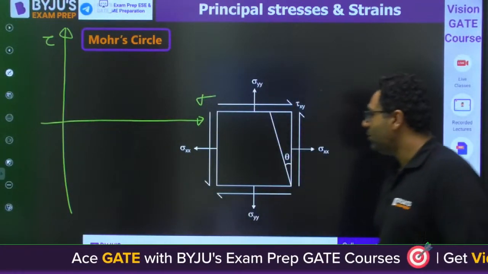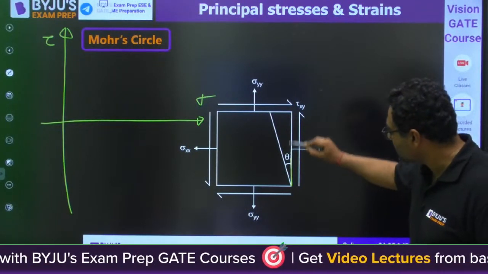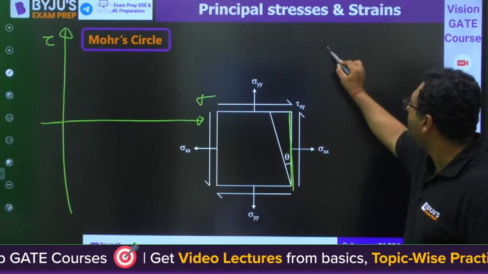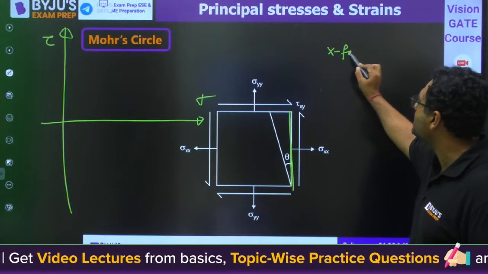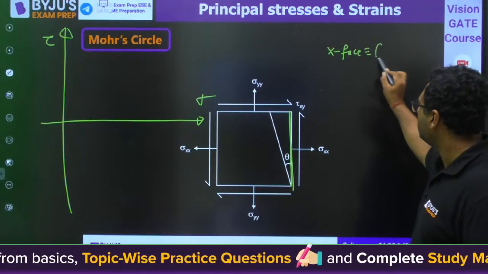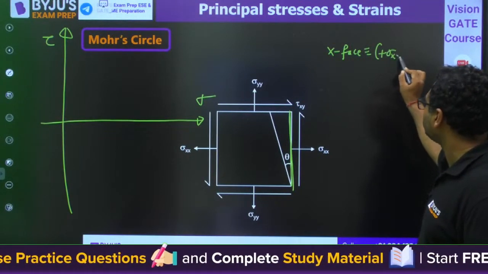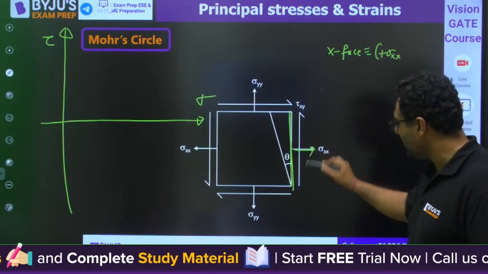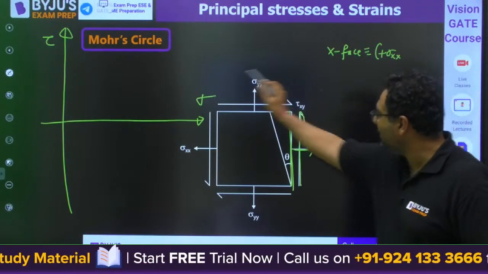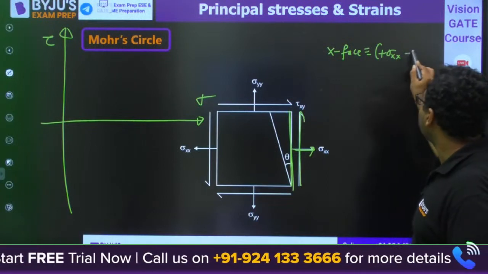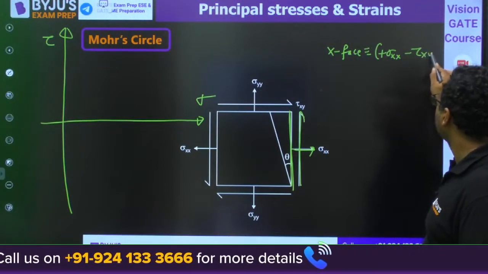Okay. So my dear, this is the x phase. First of all we will write the state of stress at the x phase. It is nothing but plus sigma xx because it is tensile. And this tau is anti-clockwise, so it is minus tau xy.